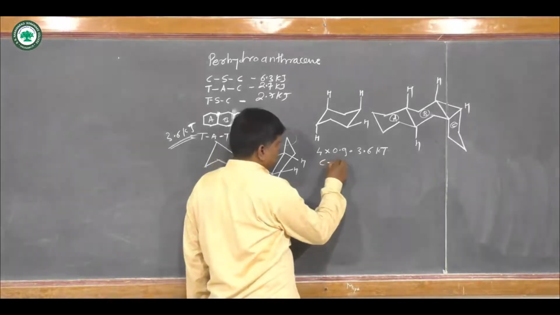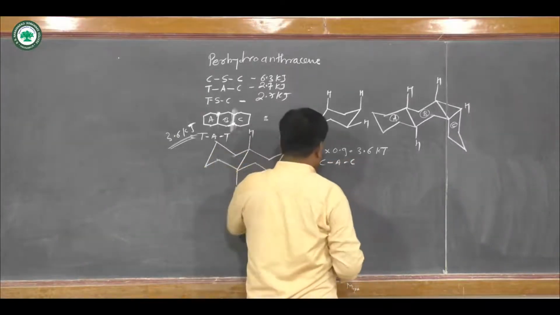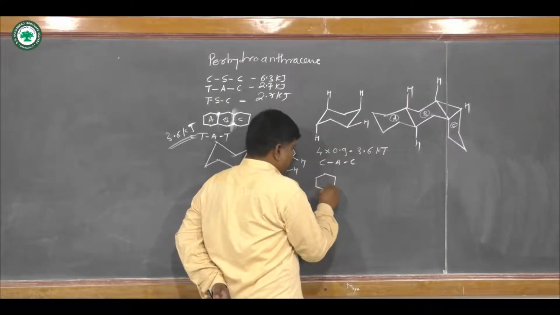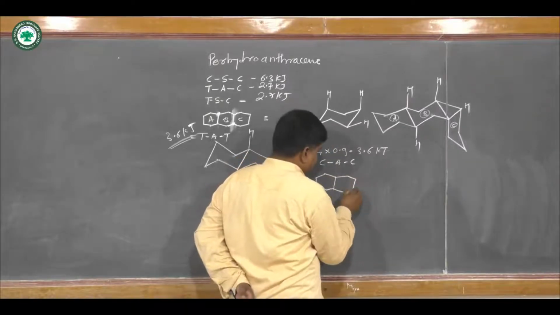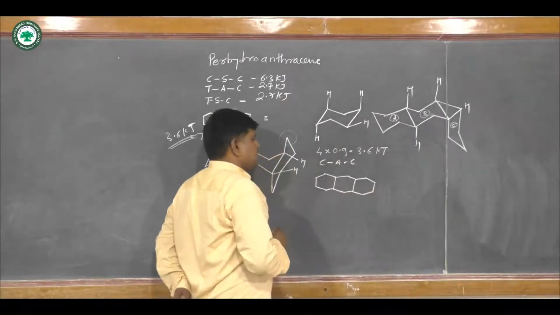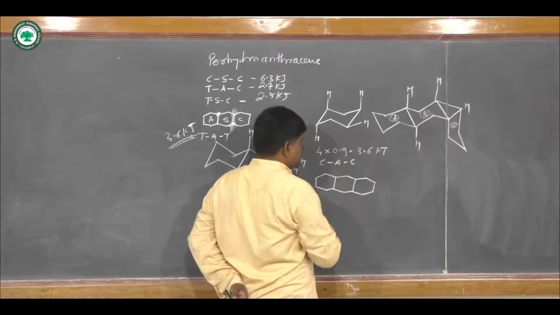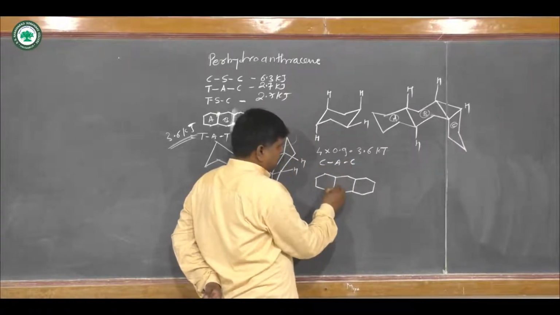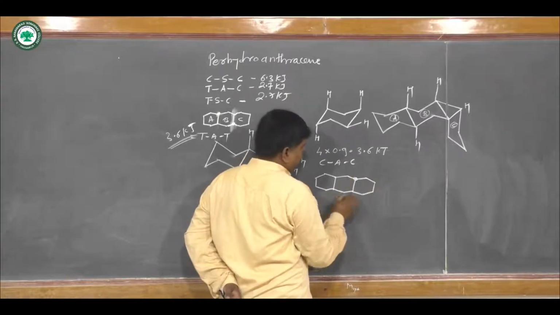So cis, anti, cis, we get here. In this case we are trying like this. So this is cis, cis anti. So this is cis. Suppose we write here anti.